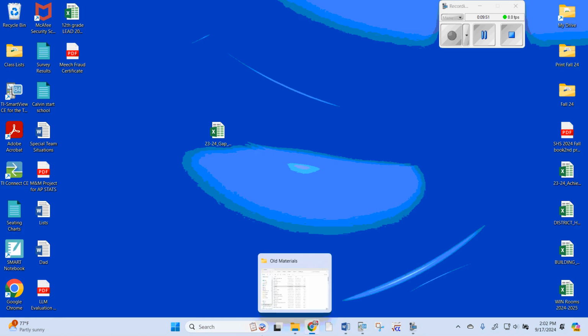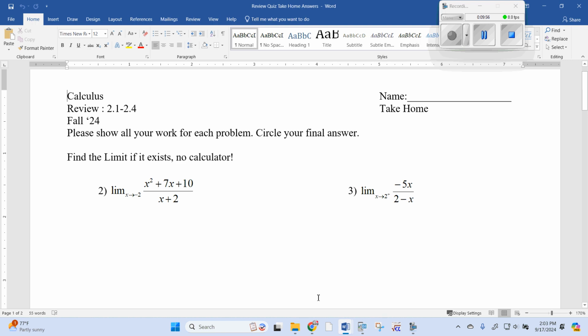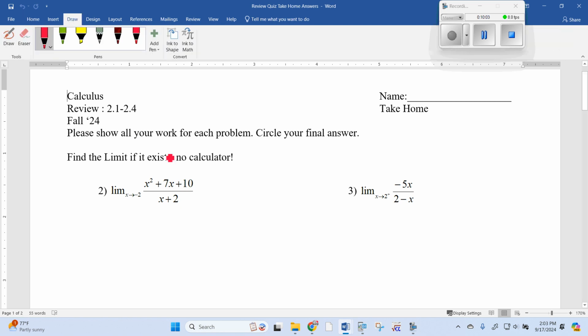Now, we also have a take-home review sheet. So let's talk about that also. So first off, we have our limit here, and if we plug in negative 2, we will get 0 over 0, because the top can factor into x plus 2, x plus 5. So we cancel the x plus 2, we substitute in negative 2, and we get 3.